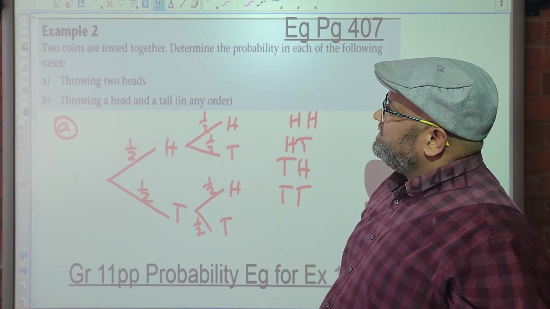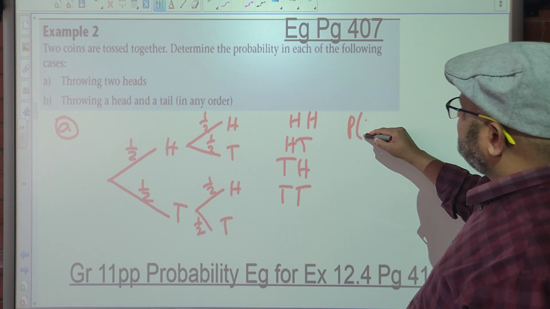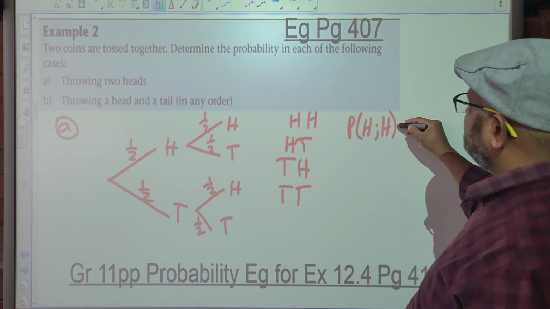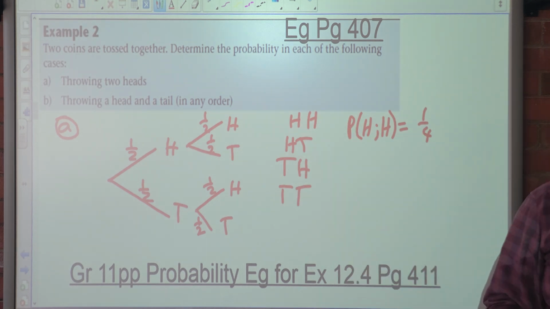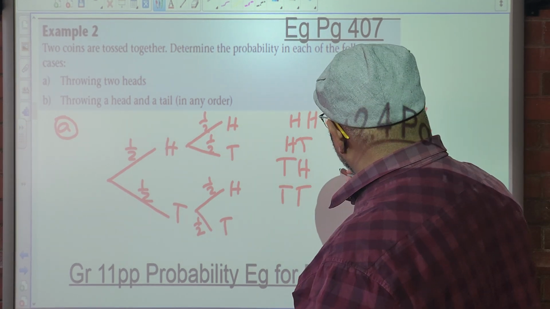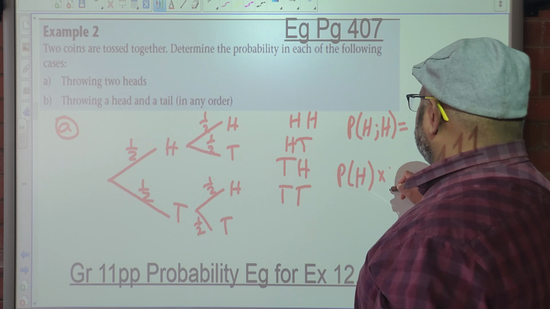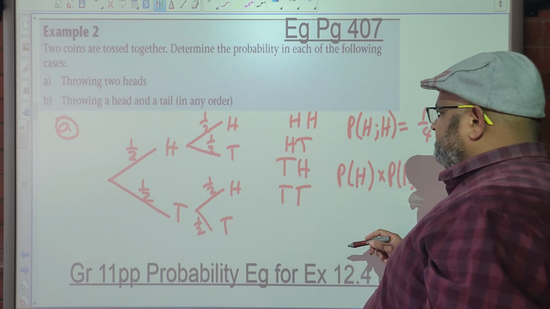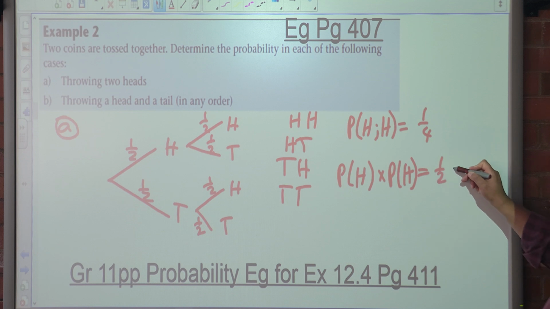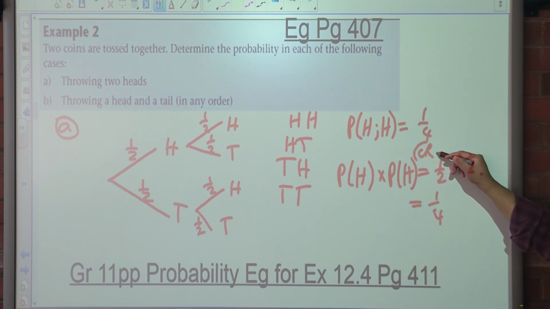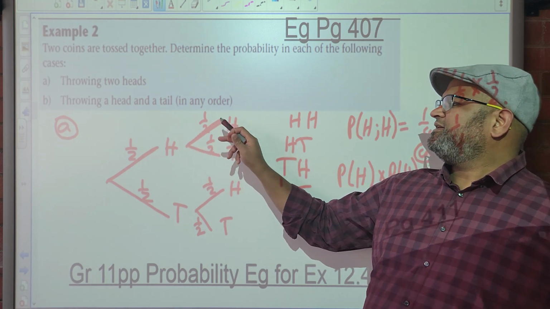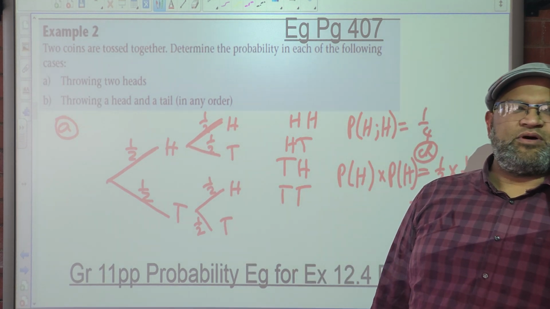So the question says, throwing two heads. So the probability of throwing two heads is what? It's 1 out of 4. I can take it as 1 out of 4 because they have equal chances here. Or we could have just said the probability of heads times the probability of heads, which is 1 out of 2 times 1 out of 2. Okay, you guys understand? Which is important, either way. So I was following those branches, that path. Okay.